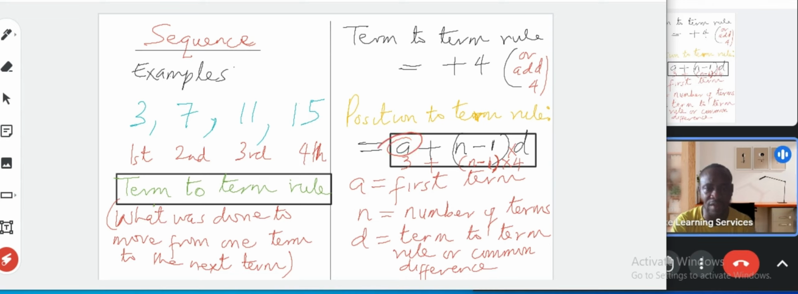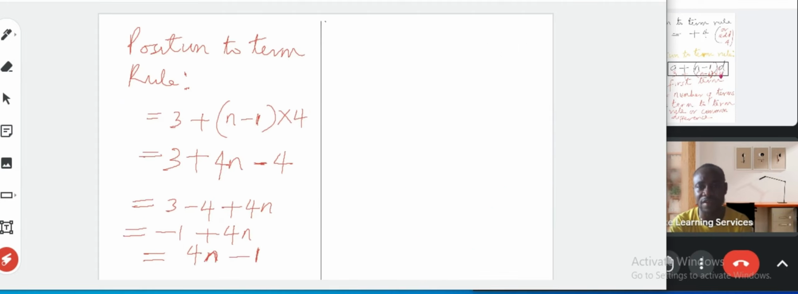Okay, so like this question we just substituted. The first term is 3, isn't it? The common difference is positive 4, which is D. So that's why we wrote times 4, times D. And we simplified it here.